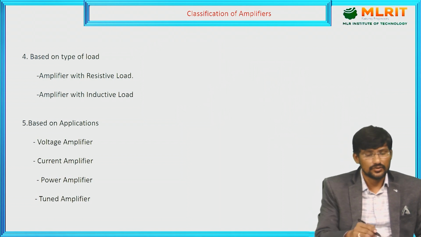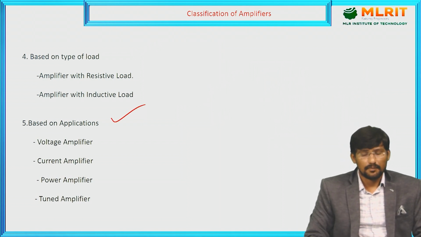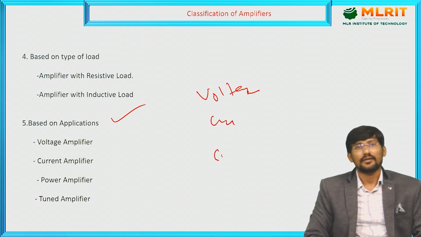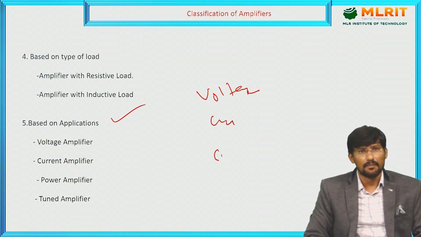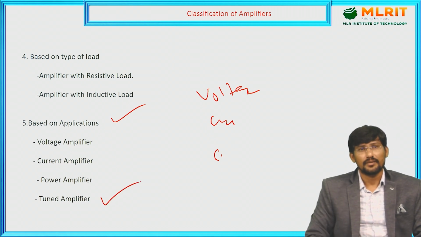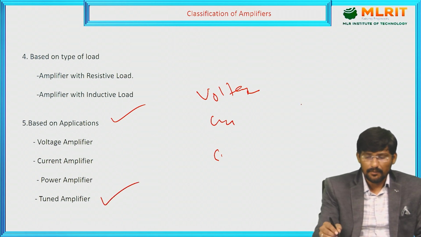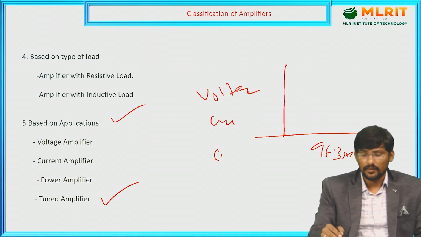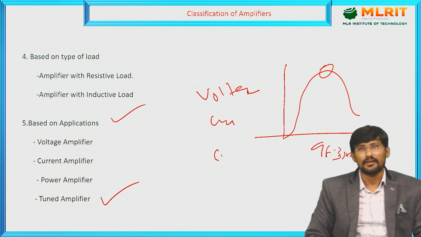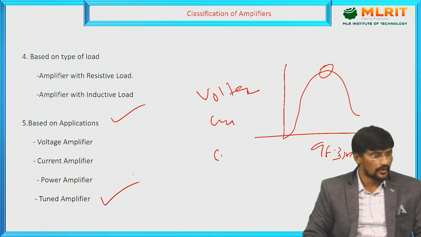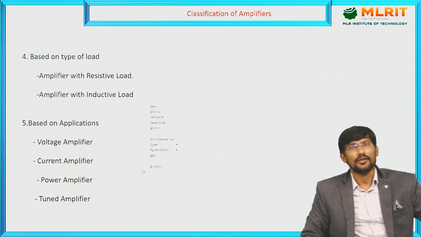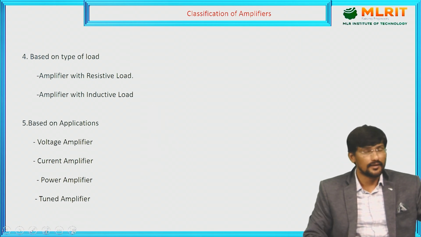Next classification is based on applications, like what type of signals we are amplifying, whether voltage signals, current signals or power signals. Now coming to the tuned amplifier, which is very important in communication systems, where we amplify a particular frequency signal. Like if you take a 98.3 megahertz radio frequency and want to amplify that particular signal with a large gain, that is considered a tuned amplifier. So we'll discuss voltage, current and power amplifiers. Tuned amplifiers we'll discuss in the coming sessions. Okay, this is about the classification of amplifiers. Hope you understand this particular topic.